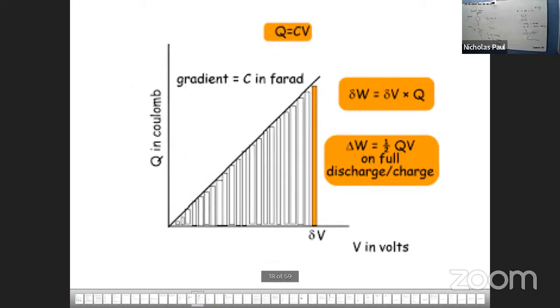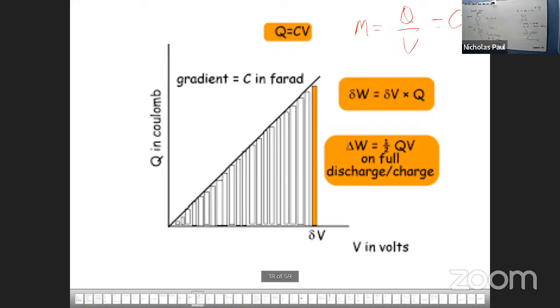If I gave you a graph of charge versus voltage, and you get a specific line, what does the line give you? The gradient of that line is charge, which is Q on voltage, and we know that charge on voltage is capacitance. So if I give you a charge versus voltage graph, the gradient is your capacitance.